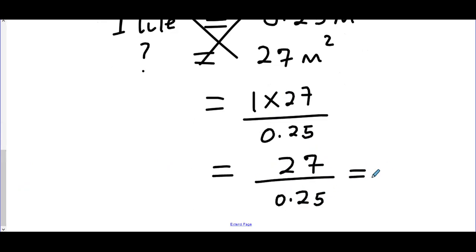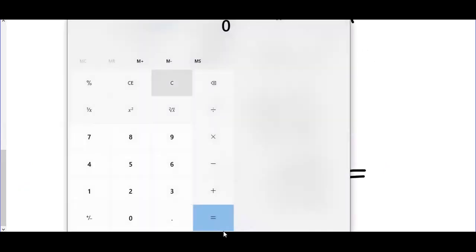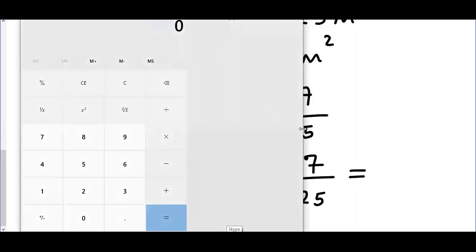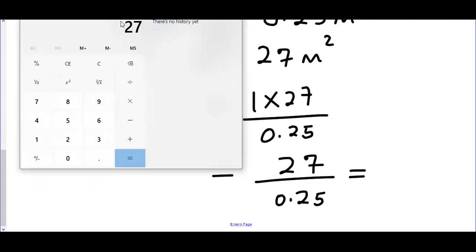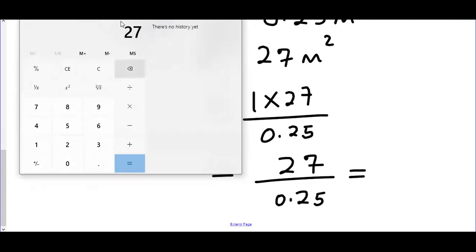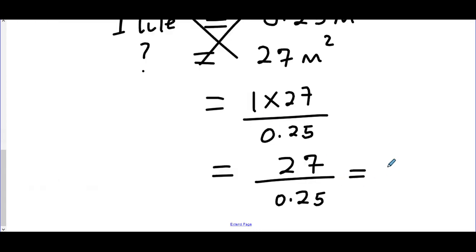This will give you something like, let me try to check using this calculator here. So we have 27 divided by 0.25. Okay, now that clearly shows 108. This will be equal to 108 tiles.